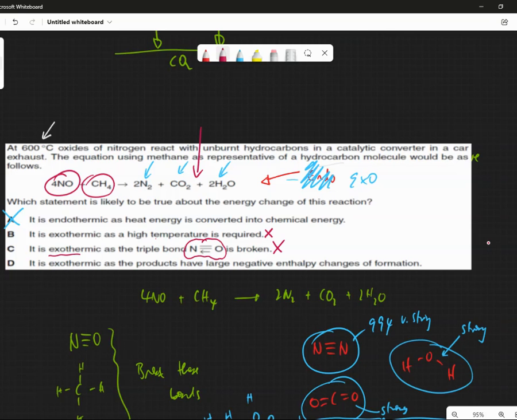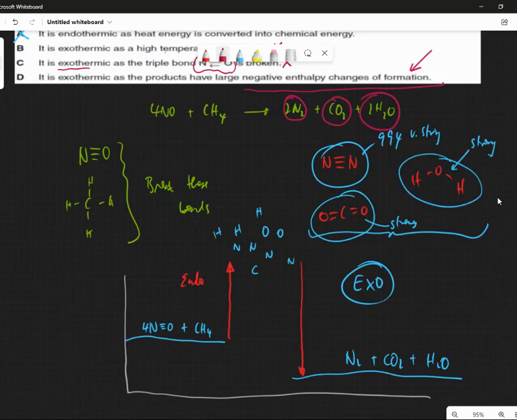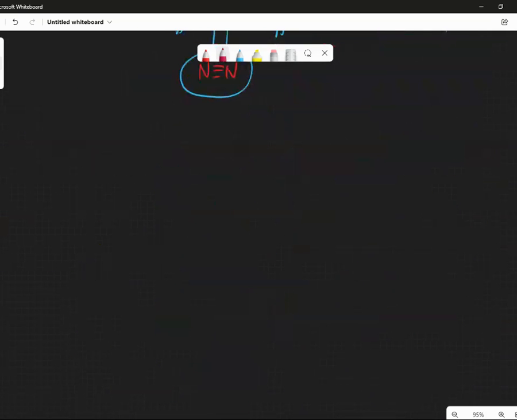It is exothermic as the products have large enthalpy changes of formation. Now that is true, isn't it? Yes, because apart from nitrogen, which doesn't have a large enthalpy of formation, because we're forming it from the atoms, so this one would be the answer. Because in forming nitrogen, carbon dioxide, and water, a lot of energy would be given out, so overall the reaction will be exothermic. I hope that makes sense. I'm moving on unless anyone wants to argue with that. But please argue.